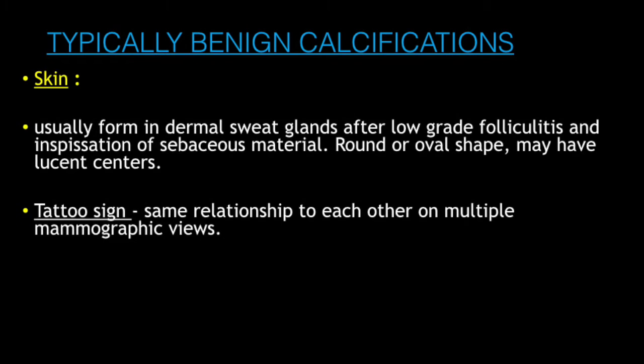Let's start with the typically benign calcifications. So those which are seen on the skin usually form in dermal sweat glands after low-grade folliculitis and inspissation of sebaceous material. They are round or oval in shape and may have lucent centers, often described as a tattoo sign because they have the same relationship to each other on multiple mammographic views.